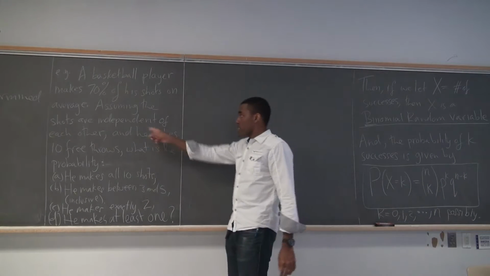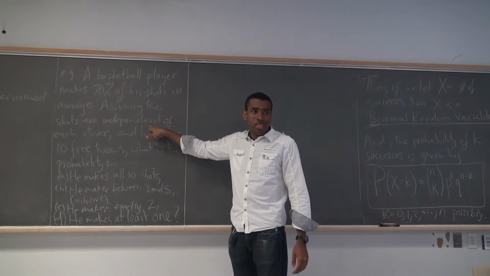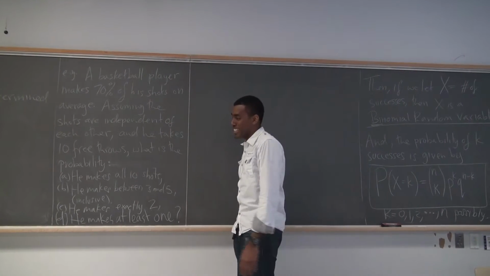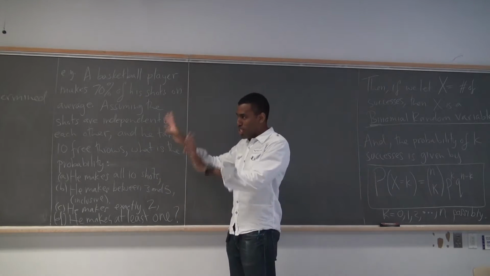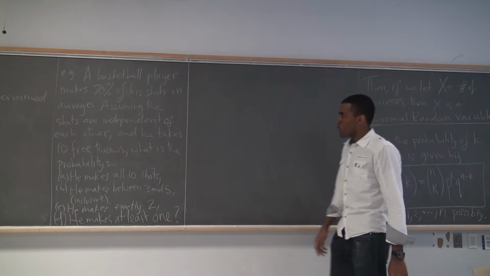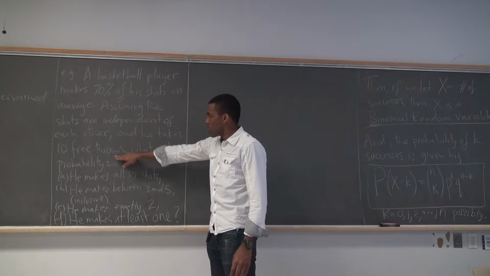We're assuming all shots are independent. In reality, this probably would not be true, because if you lose a shot, then your ego gets damaged, and you're actually more likely to miss the next one. But let's pretend that he can just shake off whatever happens, and he shoots with objectivity all 10 times, right? So we're assuming here we have independence, and he's going to make 10 free throws, right?